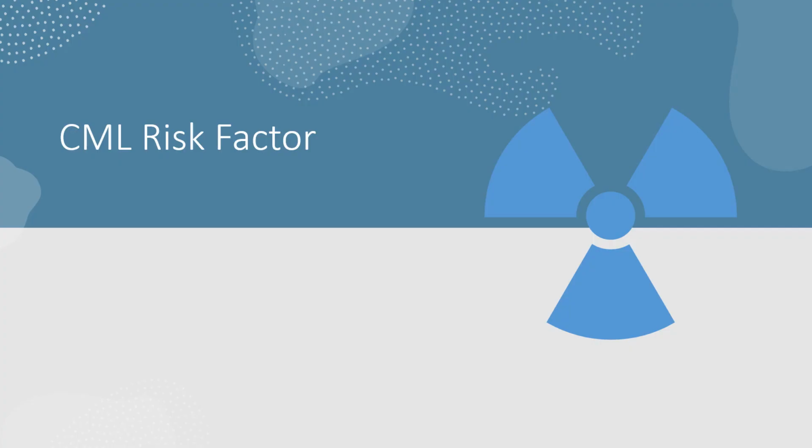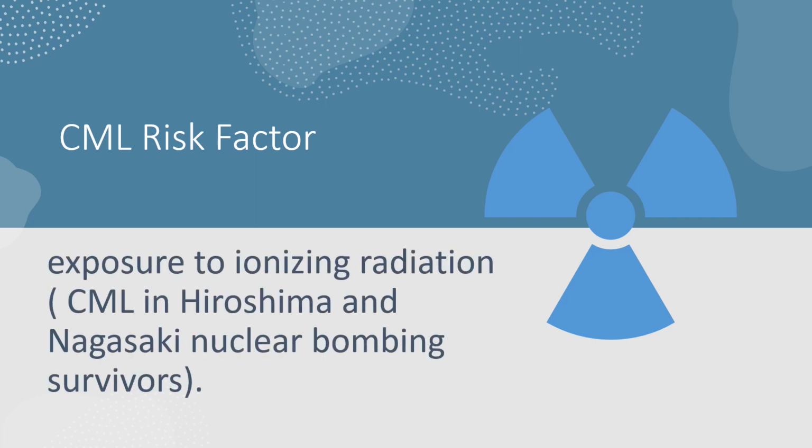Although the cause of Philadelphia chromosome formation is unknown, it appears more frequently in populations exposed to ionizing radiation. An example is that the individuals exposed to the Hiroshima and Nagasaki nuclear bombing had a 50-fold increase of developing CML.